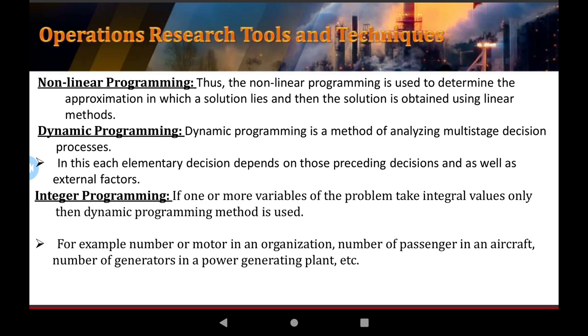If one or more variables of the problem take integer values only, then the dynamic programming method is used. For example, the number of motors in an organization, the number of passengers in the aircraft, the number of generators in the power plant, the number of students present in the class, and the number of doctors present in the hospital. These are all examples of dynamic integer programming.